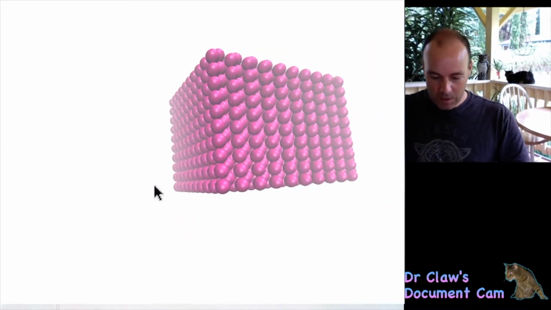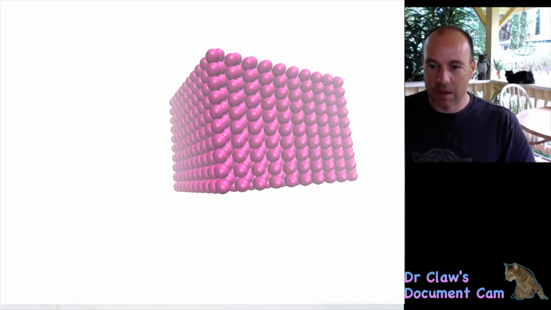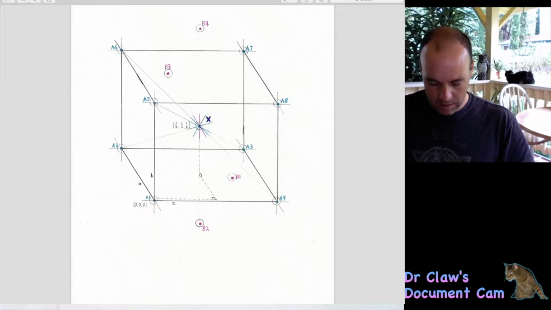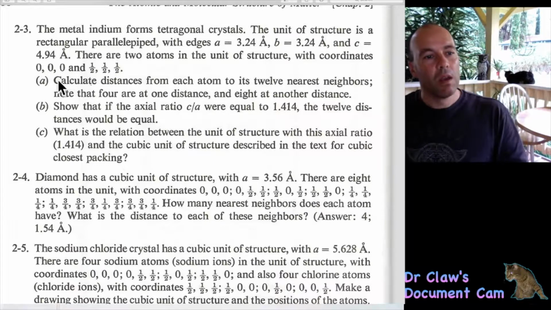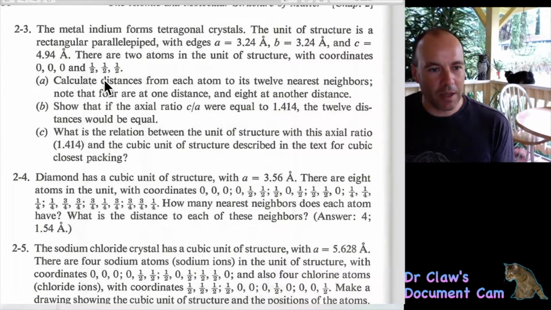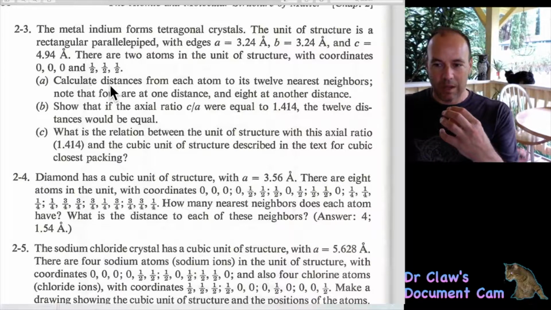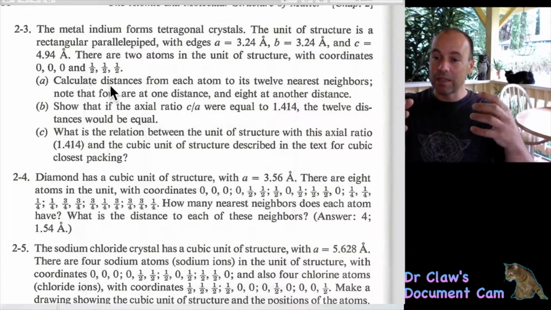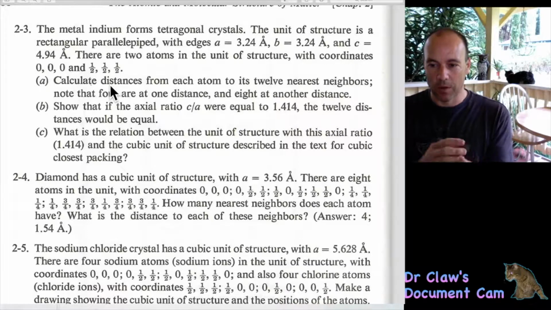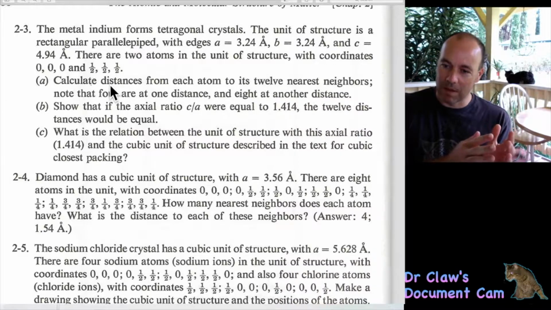Okay, with that being said, let's go ahead and read our problem again. Part A asks to calculate distances from each atom to its 12 nearest neighbors. Note that 4 are at one distance and 8 at another distance. So take an atom. It has 12 nearest neighbors. What are the distances to those 12 atoms? 4 should be one distance and 8 should be another distance.